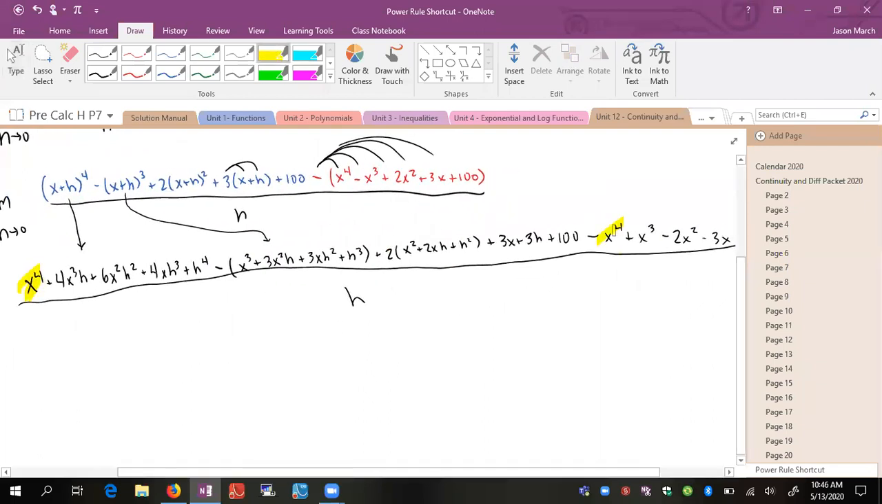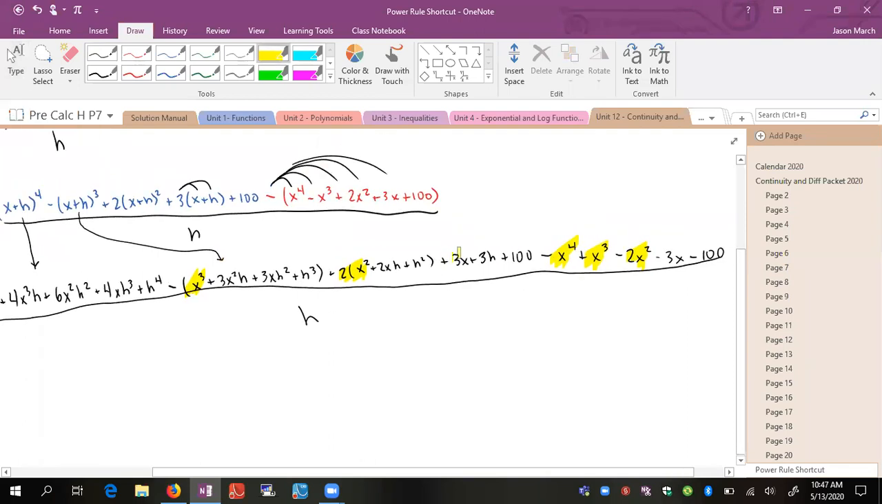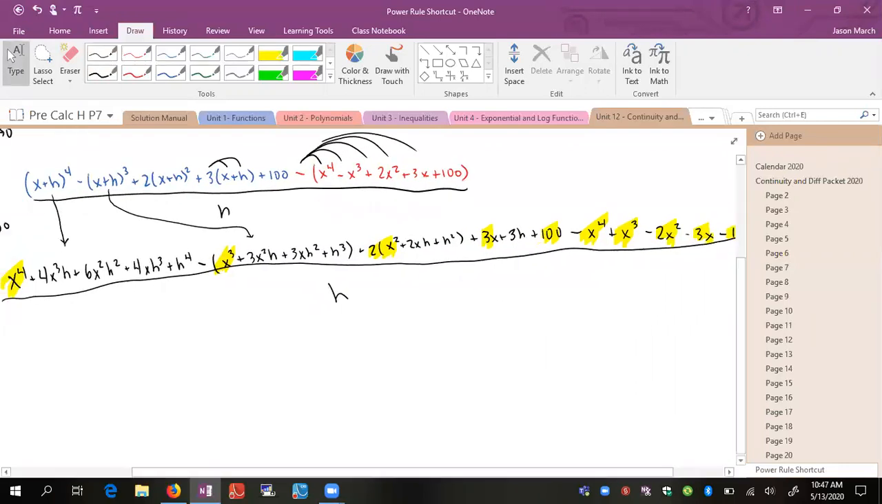x to the fourth, negative x to the fourth, those cancel. When I distribute this negative here, I'm going to have a negative x cubed and a positive x cubed. Those are going to cancel. When I distribute the 2 into the parentheses, I'm going to have a positive 2x squared and a negative 2x squared that cancel. And a negative 3x and a positive 3x that cancel. So everything that I'm highlighting here in yellow is going to cancel. And the benefit of that is, now every single term is going to have an h on it.